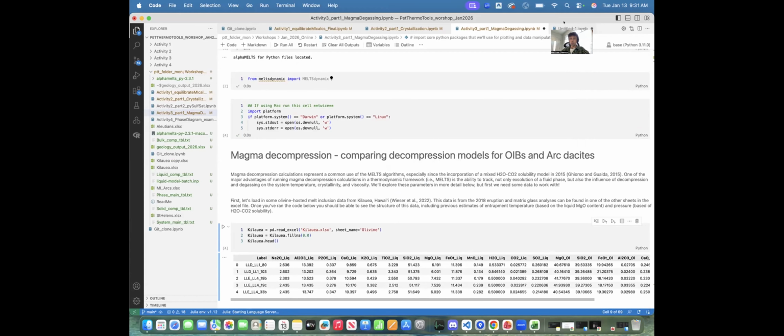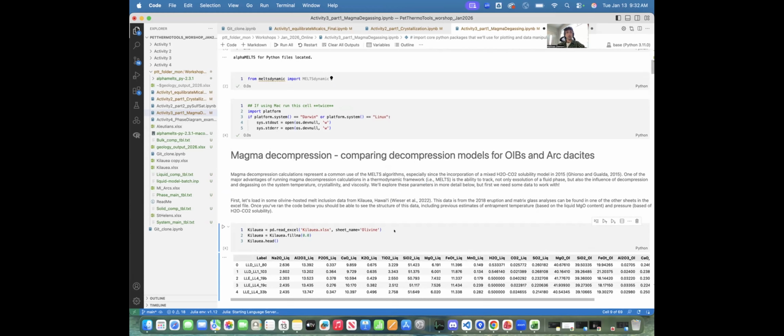What we're going to do in this notebook is some magma decompression work. We're going to track magma from depth within the crust and allow it to ascend towards the surface. Really what we're going to focus on is the fluid chemistry and the fluid mass and volume proportions during that decompression step. We're going to start using some data from Kilauea. This is actually some of Penny's melt inclusion data. In this Excel file, kilauea.xlsx, there is a sheet named olivine. These are olivine-hosted melt inclusions.